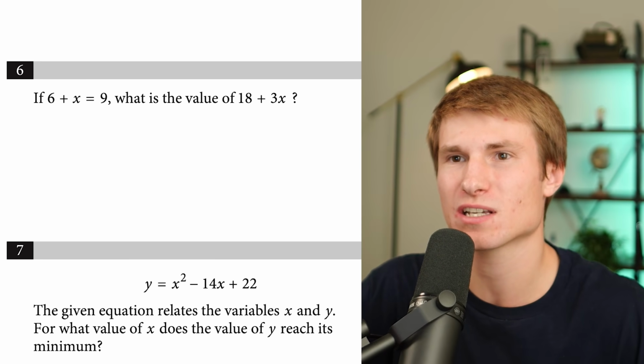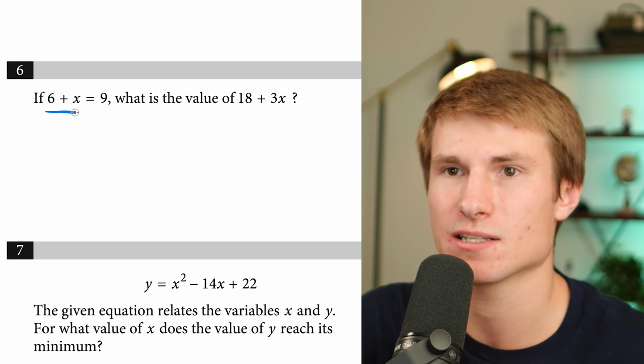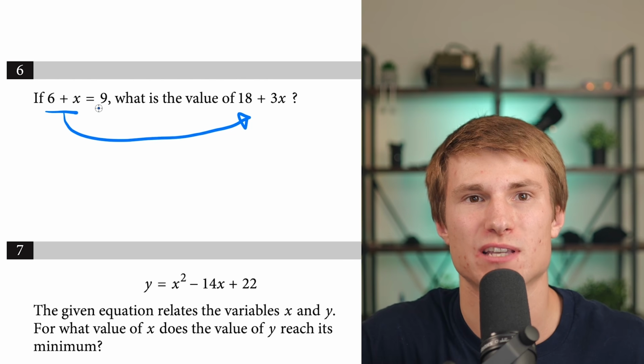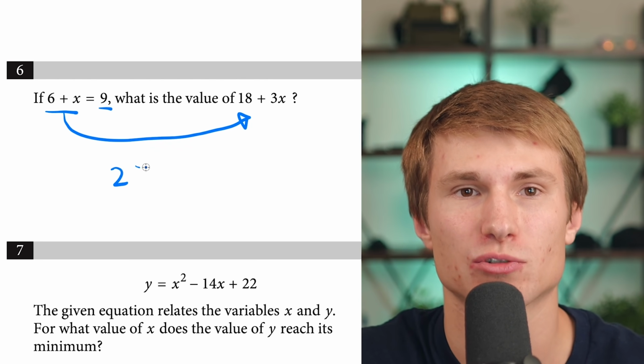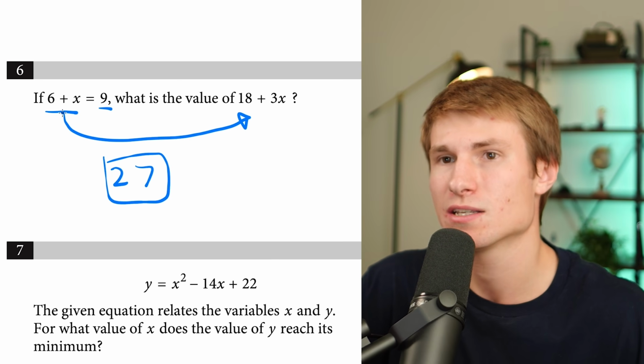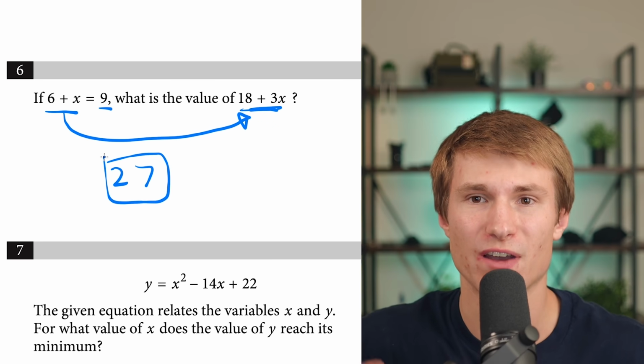The question is, if 6 plus x equals 9, what is the value of 18 plus 3x? Immediately, I recognize that 6 plus x, if we multiply it by 3, we get 18 plus 3x. All we got to do is take this 9 and multiply it by 3, which will give us 27 as our answer. So if you see a question like this on the SAT, see if you can multiply it by something to get what's right here, and that will help you get to your answer faster without having to solve for your variable x.